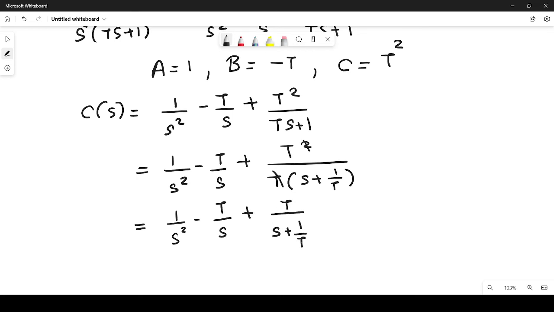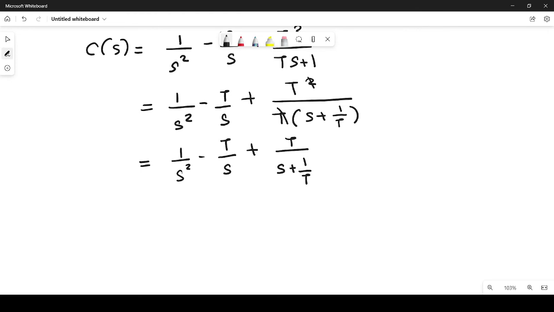Now it is in standard form, we can easily take the inverse Laplace transform. So c of t is the inverse Laplace transform of the whole thing. 1 by s square inverse Laplace transform is t. Then T by s inverse Laplace transform is T. And T by s plus 1 by T gives T e raised to minus t by T. So here you will be getting plus T into e raised to minus t by T.